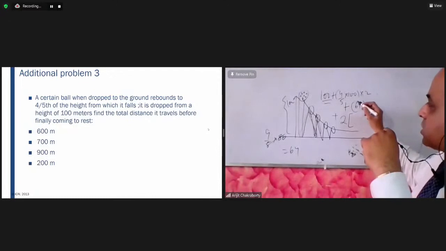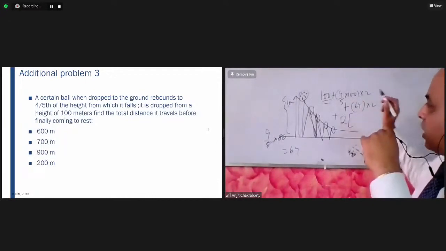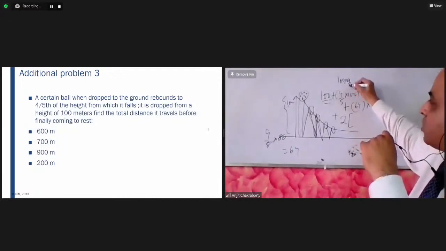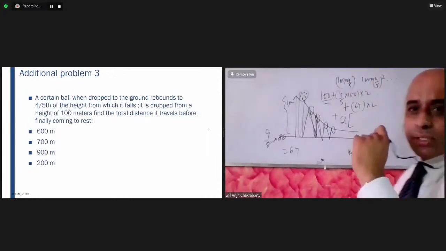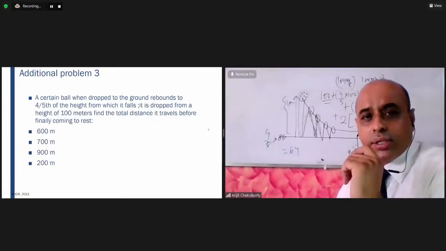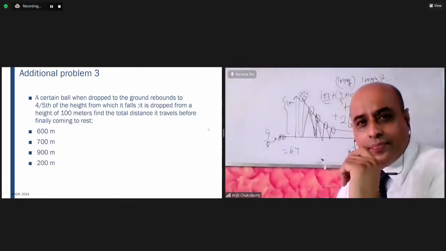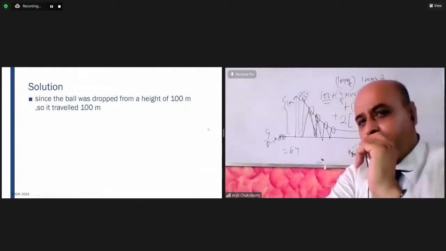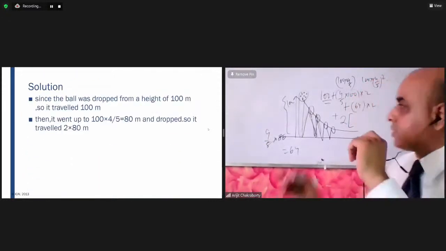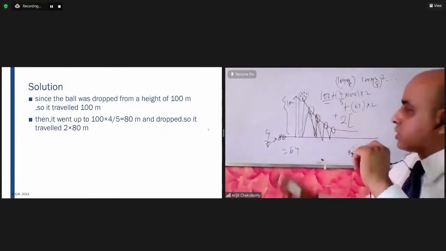So that means it is traveling 100 into 4/5, then 100 into 4/5 square, and in this way it is going. Here the common ratio, if you see, is 4/5. So therefore the total distance it travels becomes an infinite series. First 100 is fine. Next it goes up to 80.